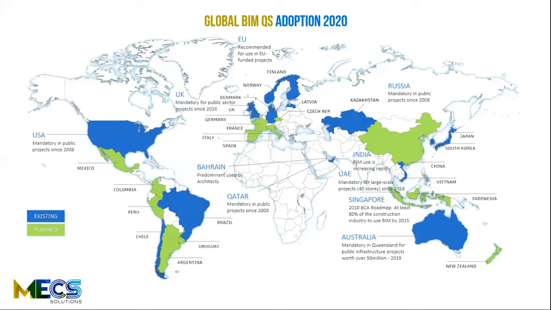Singapore set out a 2010 roadmap to make at least 80% of the construction industry use BIM by 2015, and they're doing an amazing job. For Queensland, any infrastructure project worth over 50 million must use BIM. The European Union recommended BIM for all EU-funded projects. And in Russia, it's mandatory as well for many large-scale projects. So it's really a huge push worldwide, and we're seeing that coming even to the UAE as well. For any 40-story buildings, I think since 2016, you must use BIM-based software.